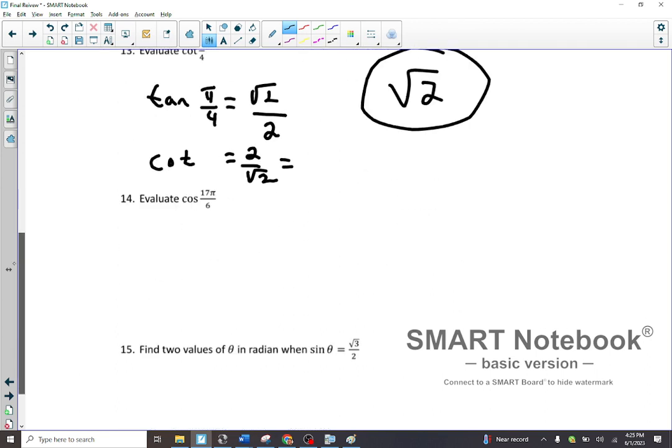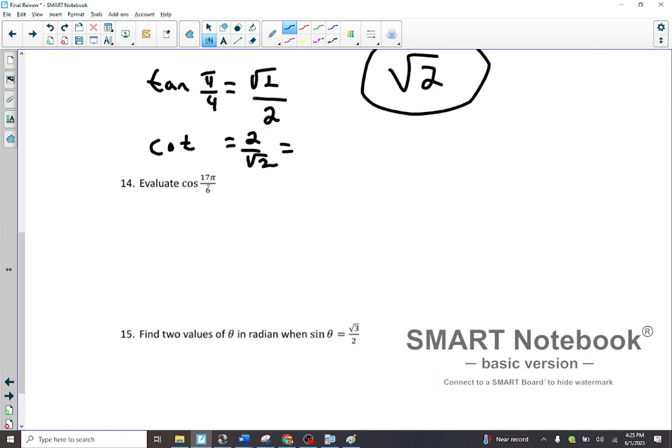All right. This one, cosine of 17 pi over 6. Now, here's the real hint. Because it's a pi over 6, you know it's going to be a 30 degree or a pi over 6 angle. So cosine of pi over 6, aka 30 degrees, since it's pi over 6, that's short, so that's going to be long, so that's root 3 over 2.